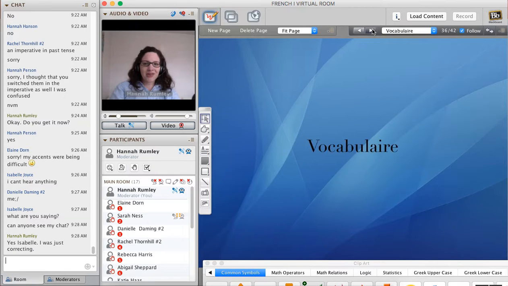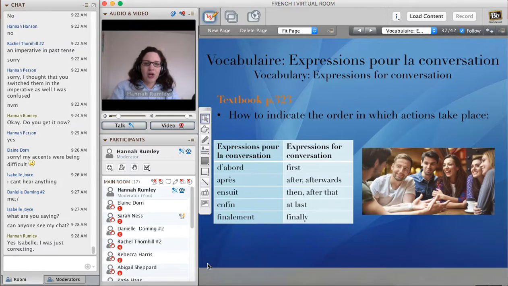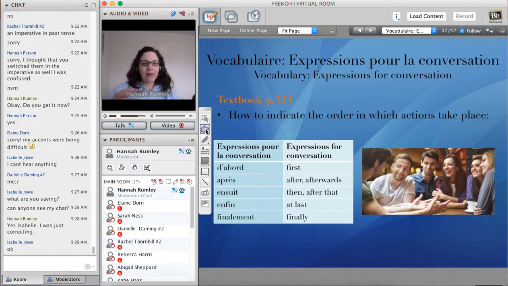Okay. Last little thing, vocabulaire. We have some expressions to help us have conversations, how to indicate the order in which actions take place. Now that we can express something happening in the past, because we know the passé composé, or in the present or even the near future, we can include these words when we have conversations. D'abord means first, après means after, afterwards, ensuite means then or after that, enfin, at last, and then finalement, finally. These are very commonly used expressions in conversations.